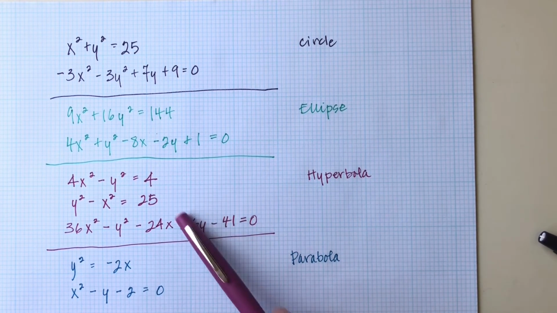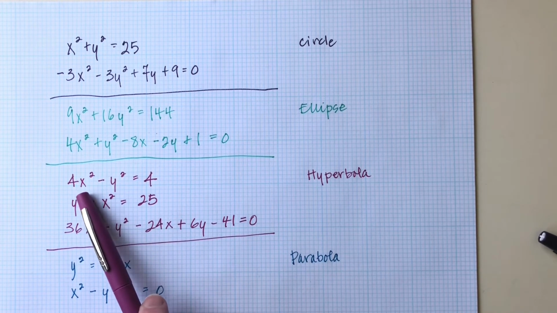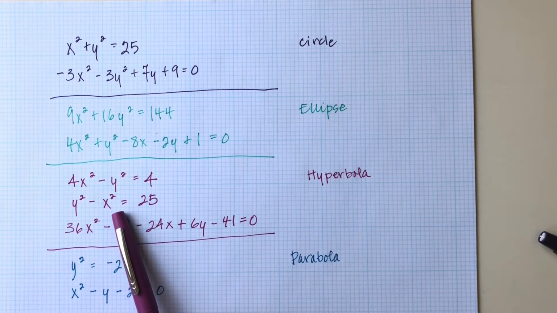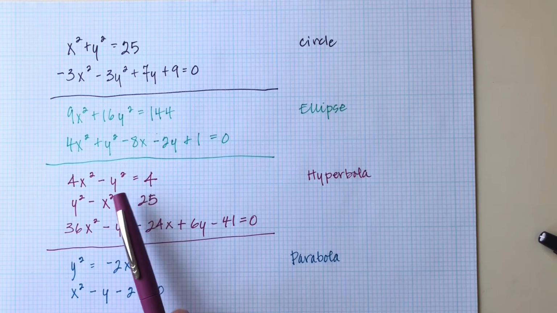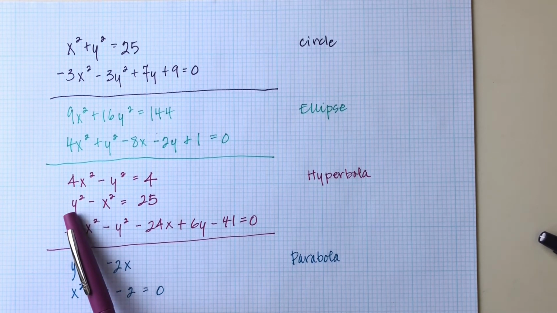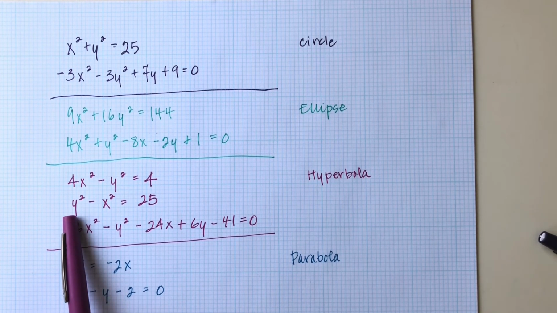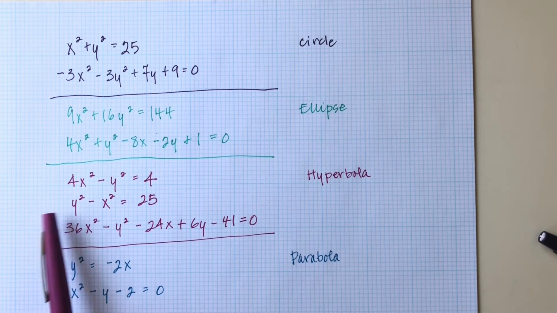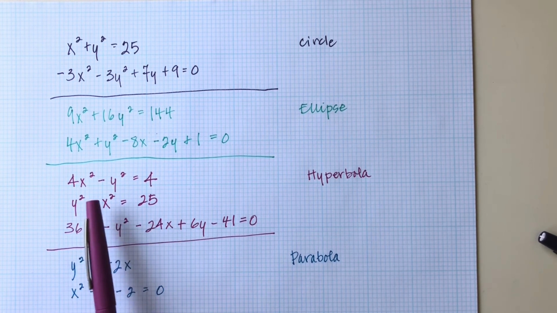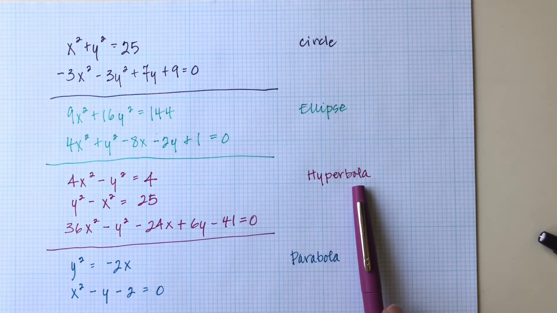The next few equations are hyperbolas. So in this case, again, we have both x squared terms and y squared terms in every case, but the signs are different. And notice that the absolute value of the coefficients can be the same. Like in the second equation, we have the coefficient of 1 for the y squared term and negative 1 for the x squared term. But the signs are different. We've got positive, negative. So as long as you have an x squared term and a y squared term and the signs are different, you've got a hyperbola.